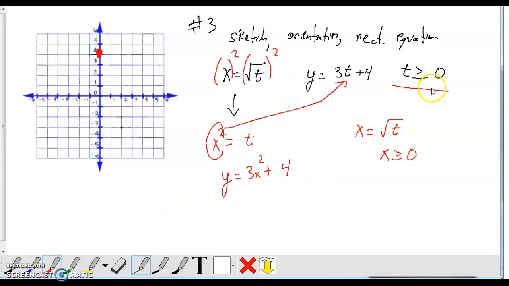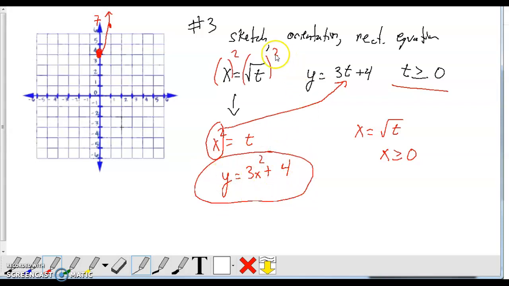So what happens when I plug in a 1? If I plugged in a 1 here, radical of 1 is still 1. So 1 squared is 1. 1 times 3 is 3. 3 plus 4 gives me 7. So at this point, it's off my grid because it only goes to that. So I know that I'm heading this direction. Again, I don't want the full parabola. I only want this information. And again, I draw my arrow to continue. And that's it. We're done.